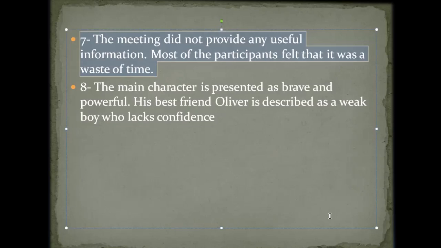The same goes for sentence 8. The main character is presented as brave and powerful. His best friend Oliver is described as a weak boy who lacks confidence. It's up to you to join the 2 sentences using the proper conjunctive adverb. I'll give you some time to think.